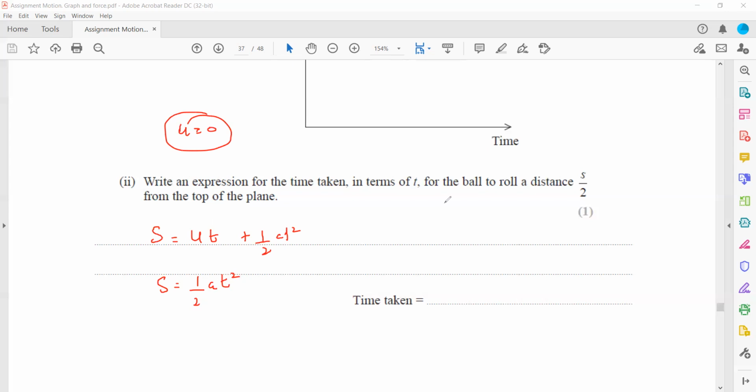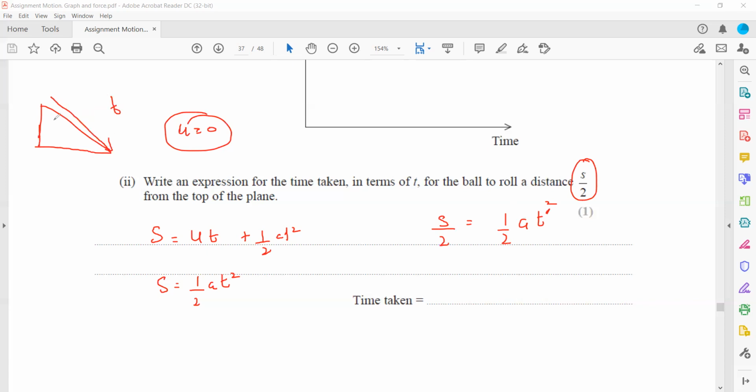Now if the distance is s by 2, when I write the same expression, because the initial velocity is 0, it will be s by 2 is equal to 0 plus half a, because this is the time to fall the half distance, so I am saying that's a t dash square. t is the total time to move on the inclined surface.